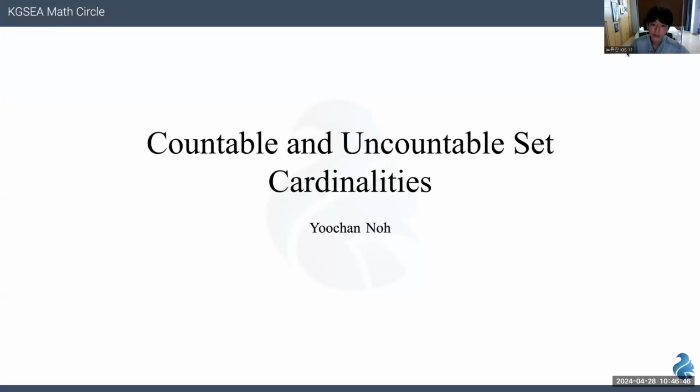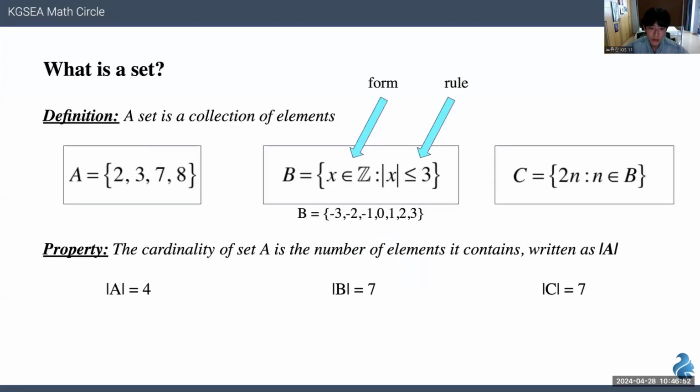Today in my Open School, I'm going to be talking about the cardinalities of countable and uncountable sets. Right now, I'm just going to briefly go over what sets actually are. You guys probably saw sets a lot of times in competition math, like AMCs and AIMEs. They have a lot of questions that talk about sets, but they don't really go into the details. So the formal definition of a set is a collection of elements, basically.